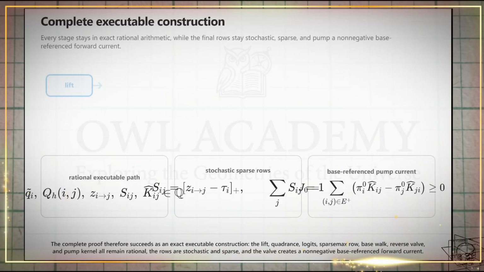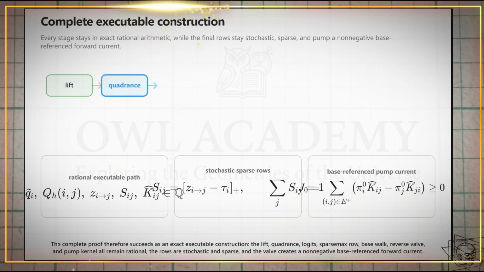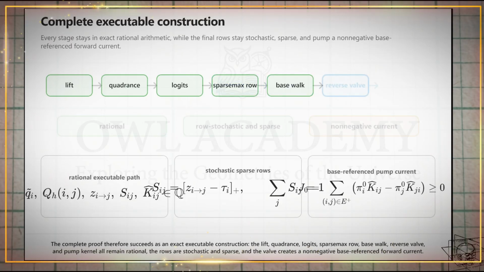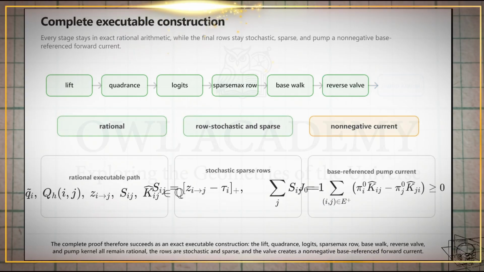The complete proof therefore succeeds as an exact executable construction. The lift, quadrants, logits, Sparsemax row, base walk, reverse valve, and pump kernel all remain rational. The rows are stochastic and sparse, and the valve creates a non-negative base-referenced forward current.